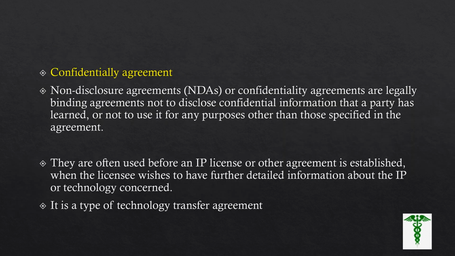Then next you may have heard about confidentiality agreement. The other term for confidentiality agreement is non-disclosure agreement. It is a legally binding agreement, meaning not to disclose the confidential information to a third party, or not to use it in any process other than those specified in the agreement. This is often used before an IP license or other agreement establishment. So we can call it a type of technology transfer agreement.